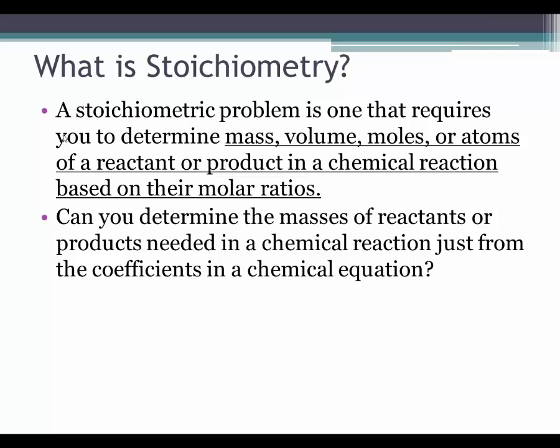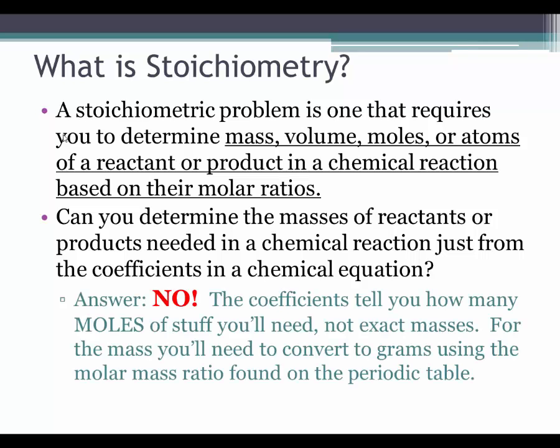So, can you determine the masses of reactants or products needed in a chemical reaction just from the coefficients in a chemical equation? And again, let me be specific. Can you determine the masses of the reactants needed just from the coefficients? No. The coefficients tell you the moles, so you need masses. So what can you do? You can convert to grams. But how would you do this? You use mole ratios.